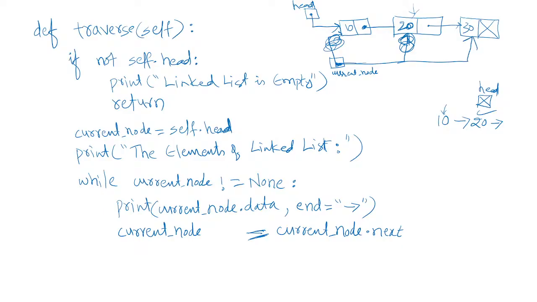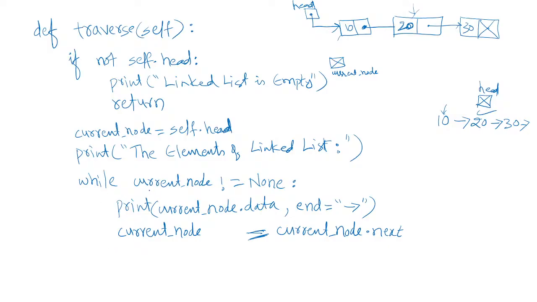Then again it goes up. Current node not equals to none? Yes, the 30 address is present, not equals to none. Then it prints current node dot data. That means it prints 30 followed by arrow. Then current node is current node dot next. Now see here, current node dot next means what is there here? None. So that means now the current node contains none. Now your variable current node contains a none here.